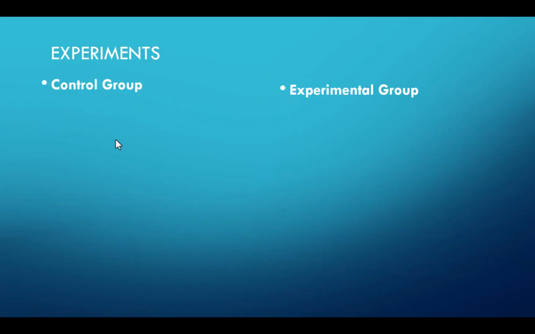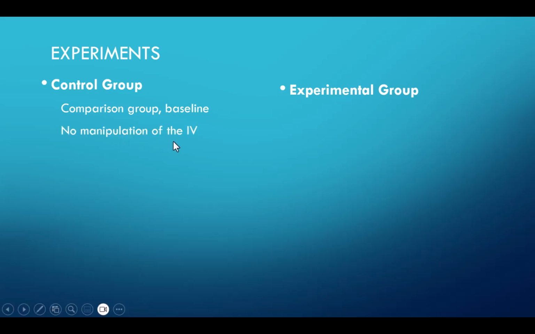Experiments also have control groups or conditions and experimental groups or conditions. The control group is a comparison group, a baseline. Control conditions are needed so that you can be sure the behavior you observed in response to your independent variable is not due to some other factor. In most cases, you'll have a control group and an experimental group. The control group does not get the manipulation of the independent variable. The experimental group is the group that gets the manipulation of that independent variable.